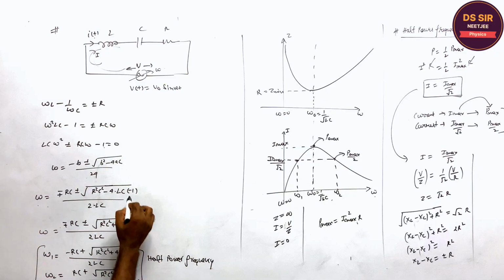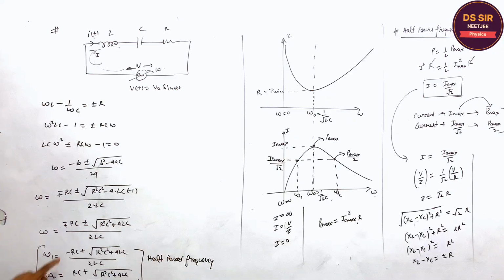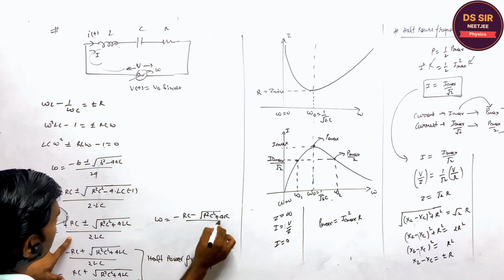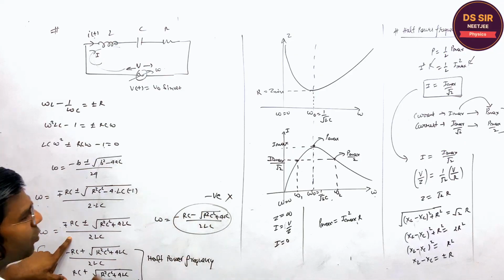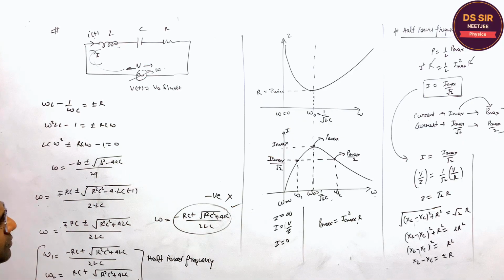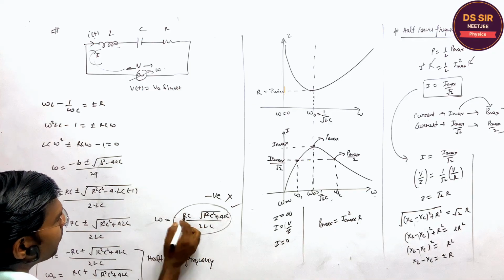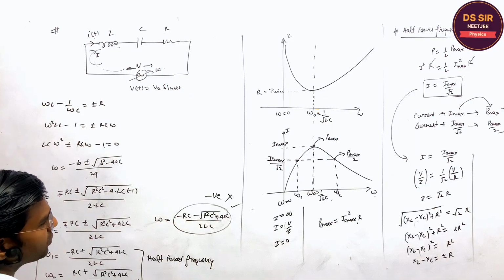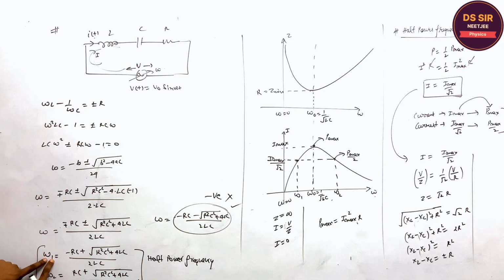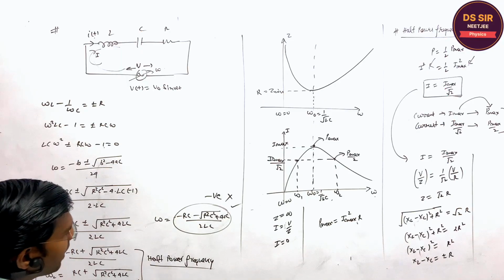Although from this we get four values, right? The remaining two values, suppose omega is written as minus RC minus root of R square C square plus 4LC upon 2LC, this is negative, so we will ignore this. Sanjay, you are getting this or not? Also, if it is minus RC and plus root, that value is also ignored. Only the two values omega 1 and omega 2 are positive. Omega 1 is the small value, omega 2 is the bigger value. So these are called the half power frequencies.